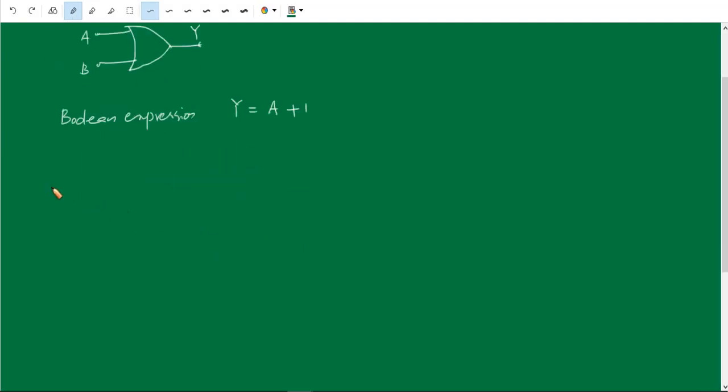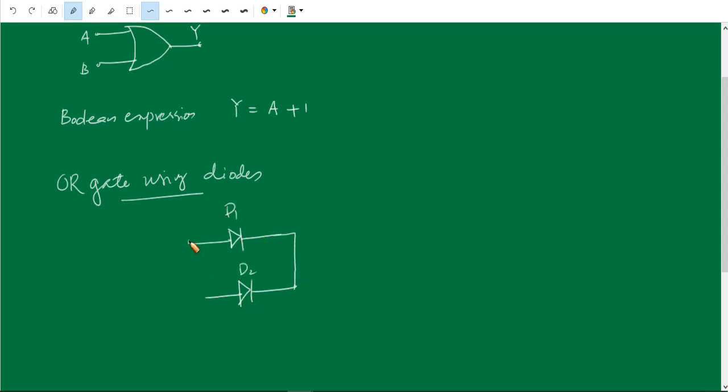Now let us see how a two-input OR gate is constructed using diodes. We can take two diodes, diode D1 and D2. The N sides of the two diodes are joined together and connected to the load resistance. The P sides are the inputs A and B respectively, and the N side which is connected to the load resistor is the output Y.